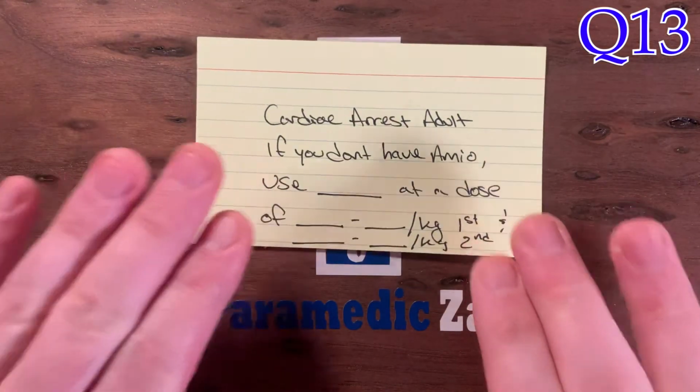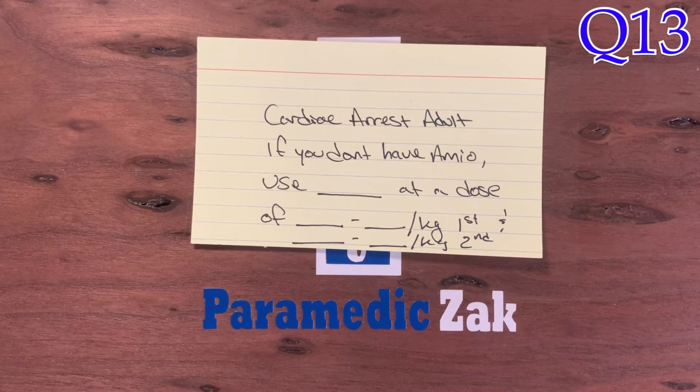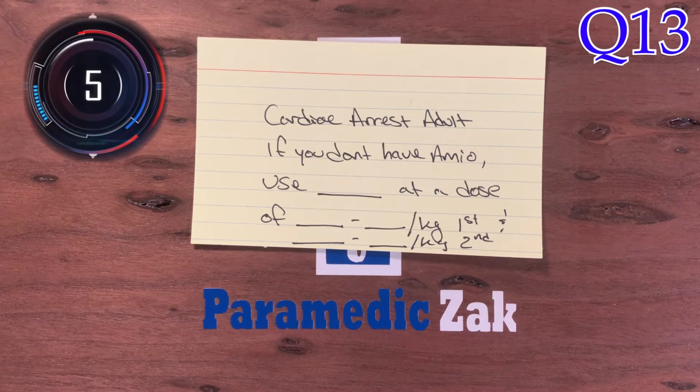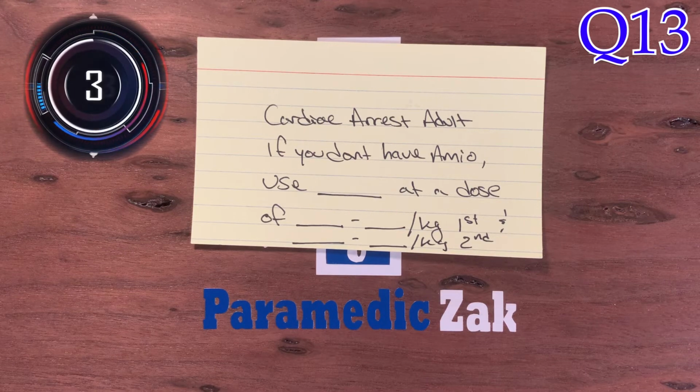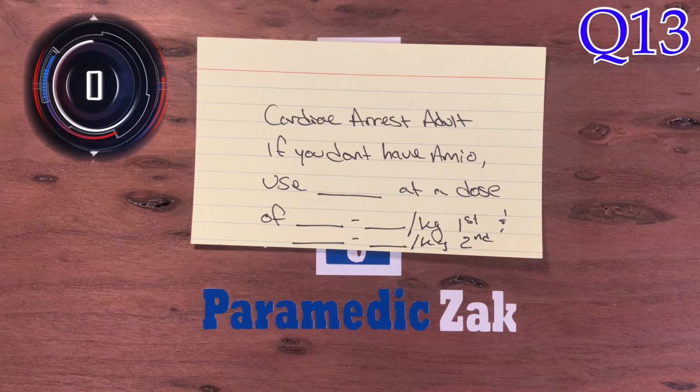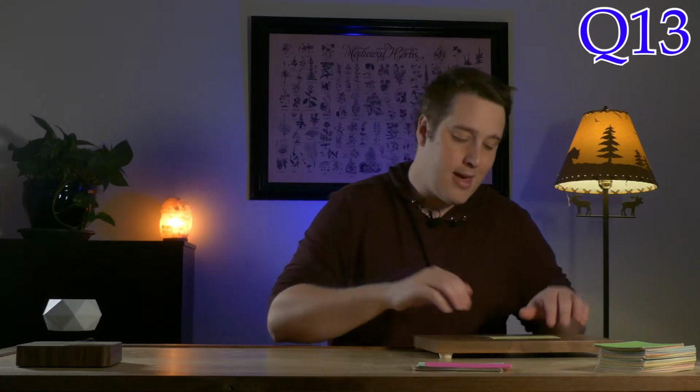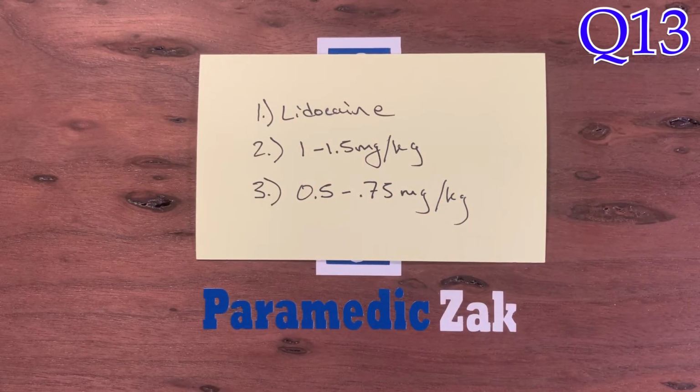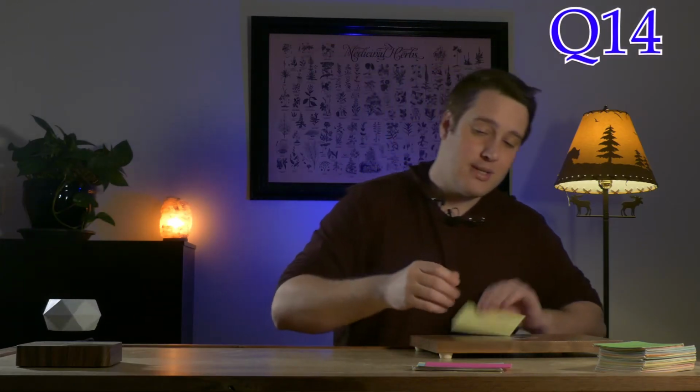Question 13. During cardiac arrest, if you don't have amiodarone, you should use blank at a dose of blank to blank milligrams per kilogram for your first dose and blank to blank milligrams per kilogram for your second dose. So if you don't have amiodarone during a cardiac arrest, you can substitute in lidocaine. The first dose would be 1 to 1.5 milligrams per kilogram, and your second dose between epinephrine doses would be 0.5 to 0.75 milligrams per kilogram.